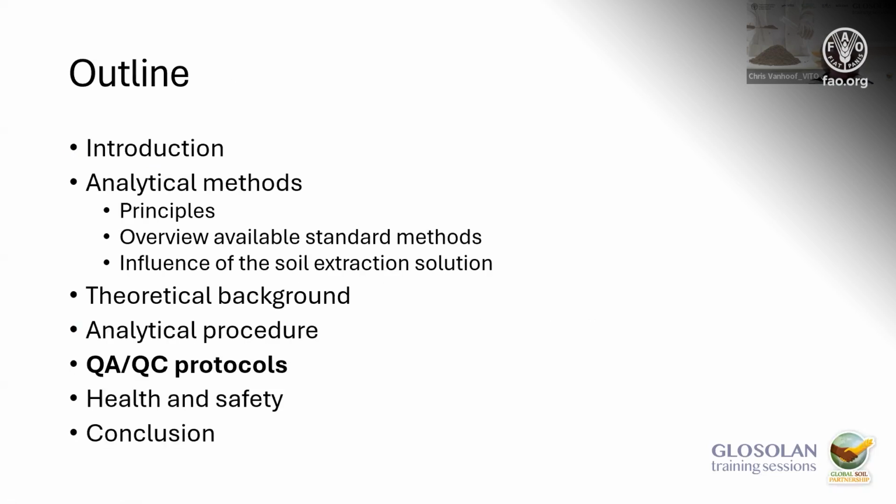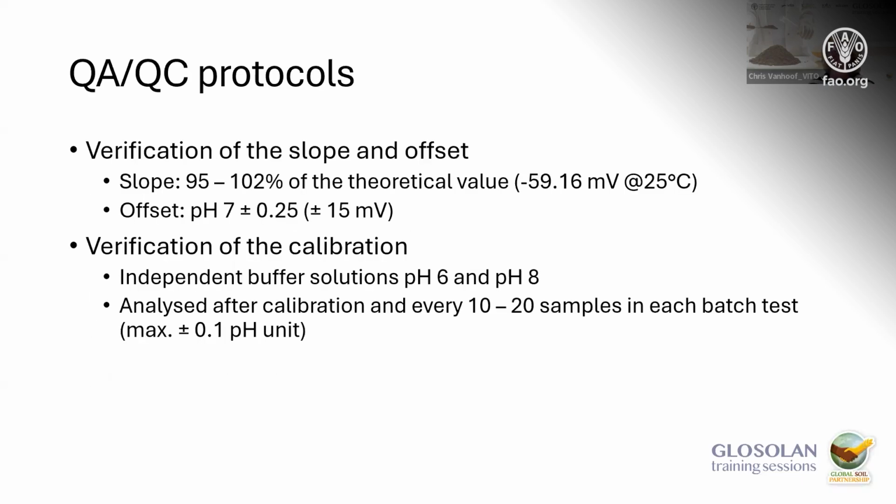This is the analytical procedure. We are going to cover some quality aspects. We already handled that a little bit, but this summarizes what we did. Of course, as I described earlier, it's important to verify the slope and the offset with specified target values: the slope as a percentage of the theoretical value, and the offset in pH units. Secondly, you verify the calibration by measuring independent buffer solutions. These can differ and can also be applicable to the pH range that you want to measure.